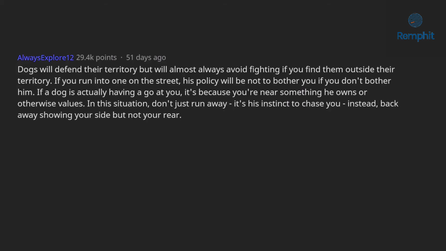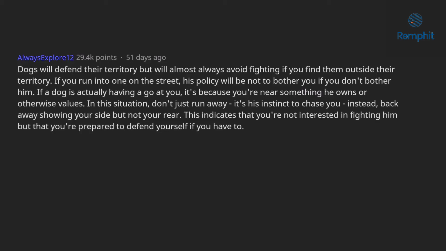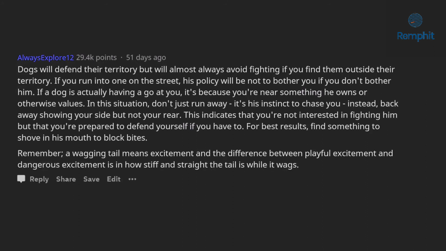In this situation, don't just run away. It's his instinct to chase you. Instead, back away showing your side, but not your rear. This indicates that you're not interested in fighting him, but that you're prepared to defend yourself if you have to. For best results, find something to shove in his mouth to block bites. Remember, a wagging tail means excitement, and the difference between playful excitement and dangerous excitement is in how stiff and straight the tail is while it wags.